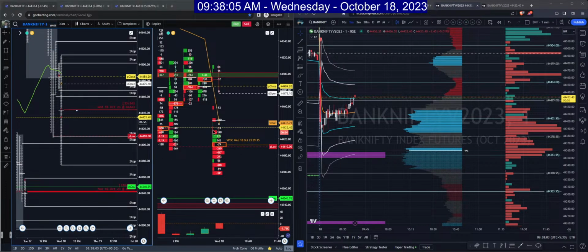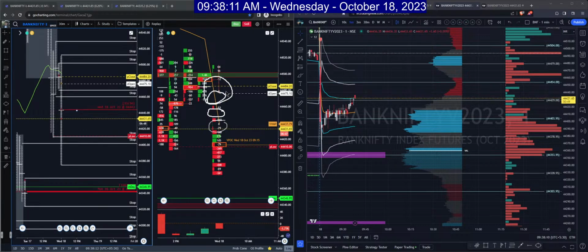Okay, so one anomaly is cleared. So we had one gap. Unfinished auction is cleared. Now there are a lot of unfinished auctions here. I'm waiting for it to get cleared.